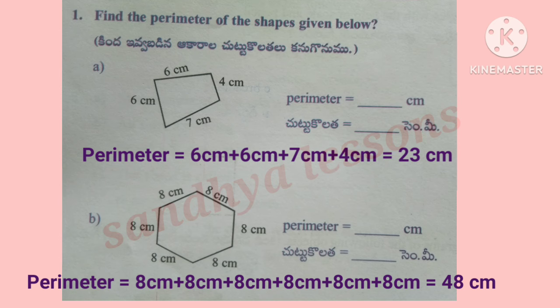B problem, perimeter is equal to 8 centimeters plus 8 centimeters plus 8 centimeters plus 8 centimeters plus 8 centimeters plus 8 centimeters. That is equal to 48 centimeters.